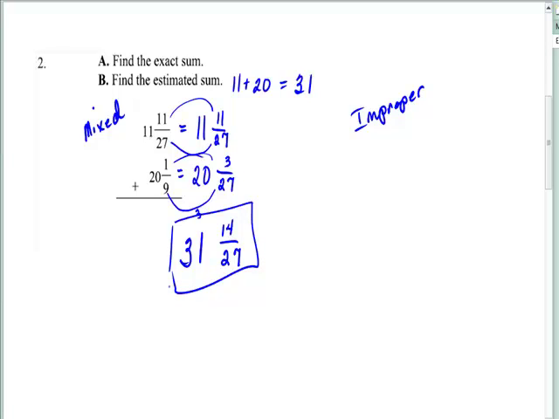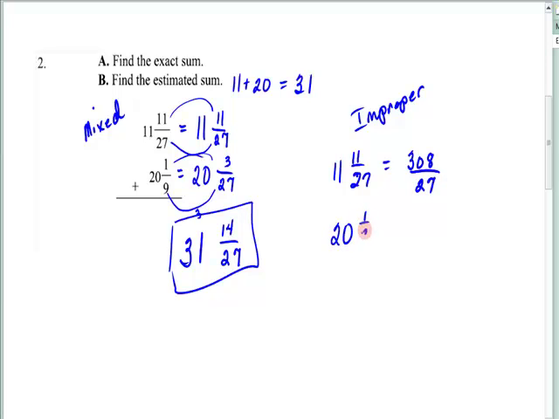Now, the way you could do it improper makes the numbers larger. So what I'll have to do is take 11 and 11 27ths and make it be improper. 27 times 11 plus 11. Whoops, made a mistake. 27 times 11 plus 11 gives me 308 over 27. See how large that got? I'm glad I had my calculator.